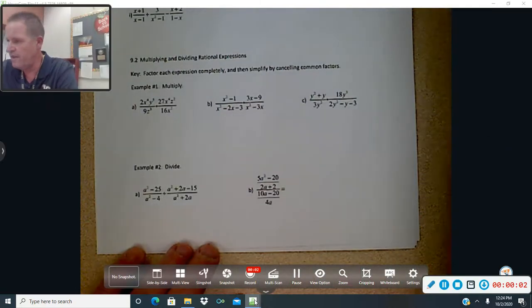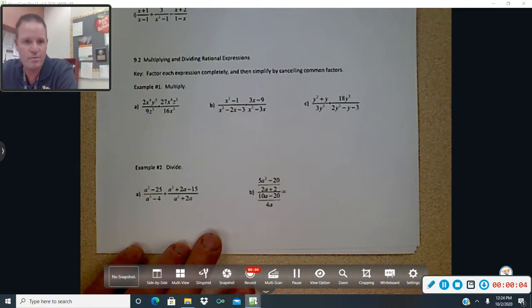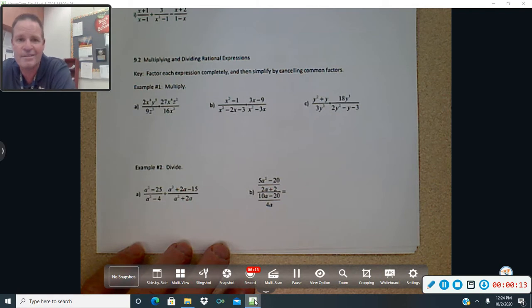Well, if you thought that last week's lessons were hard, guess what? It just keeps getting a little tougher. Today we work on multiplying and dividing. We worked on adding and subtracting fractions, and now we work on multiplying and dividing. I will say this, I think it's a little easier to multiply and divide. But again, you've got to be able to factor. You've got to be able to do things right. Hopefully you can. All right, so here we go.